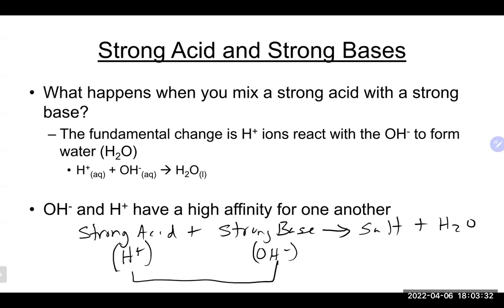And that is true if we take something like hydrochloric acid, which is a strong acid, plus sodium hydroxide, which is a strong base.